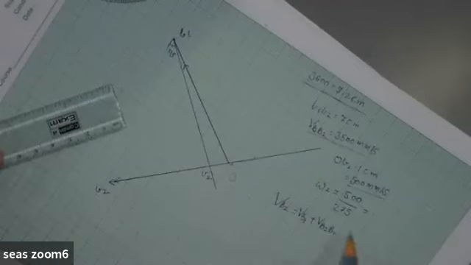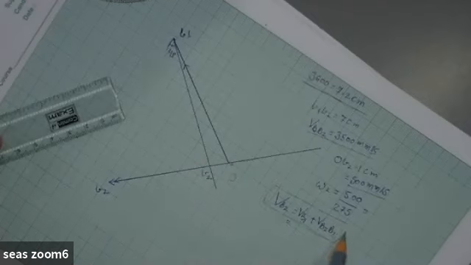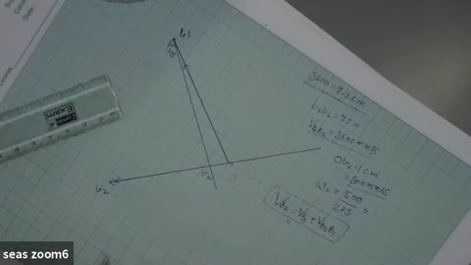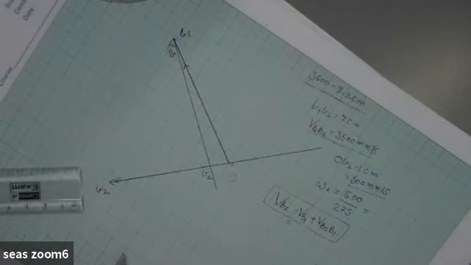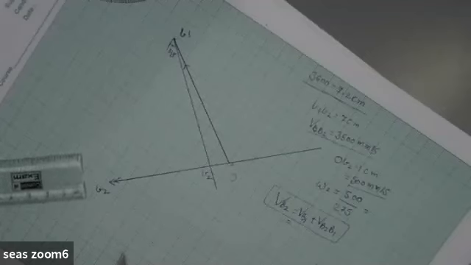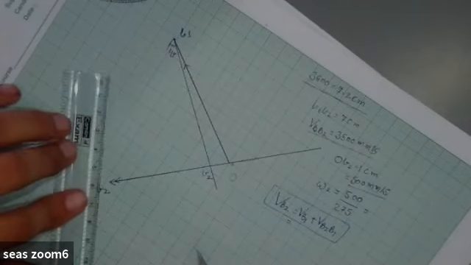So this is how we can determine the velocity of B2 using some equations and with the help of a velocity polygon.